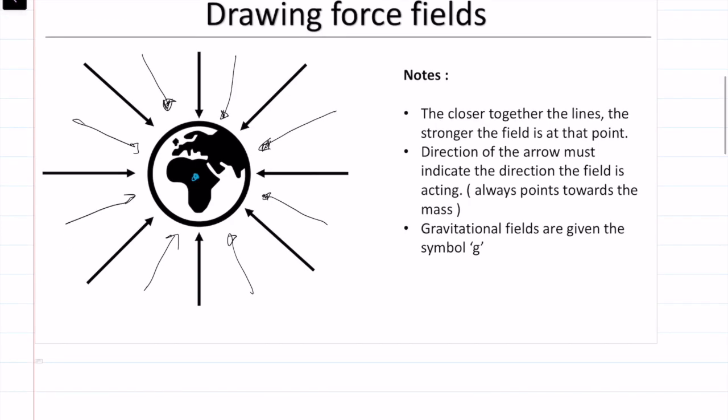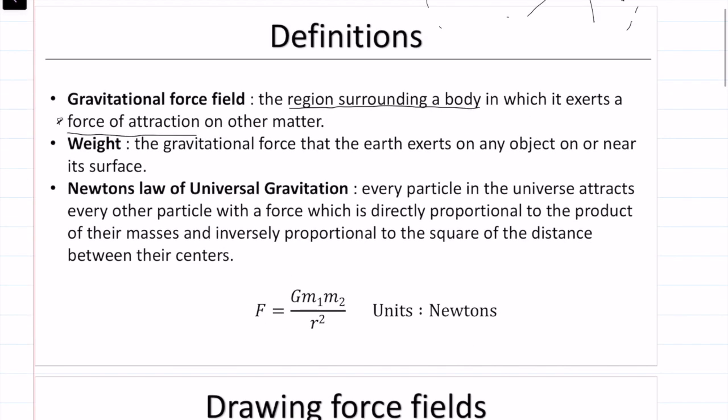Gravitational field strength is given the symbol g. We know that the gravitational field strength on Earth has a value of 9.8 meters per second squared. That is our second definition, which is weight: the gravitational force that the Earth exerts on any object on or near its surface.